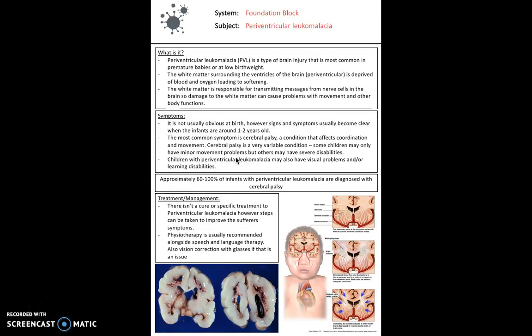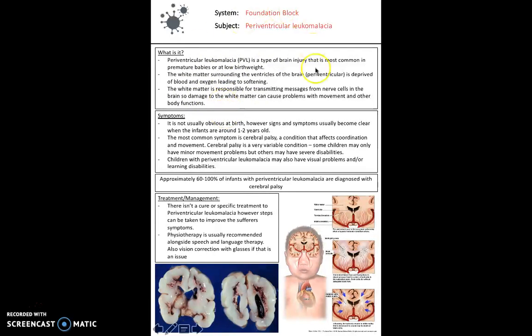Next we have periventricular leukomalacia. Essentially this is where the white matter of the brain becomes soft. White matter is responsible for transmitting messages from nerve cells in the brain, and therefore if it's damaged it can cause problems with movement and other body functions.